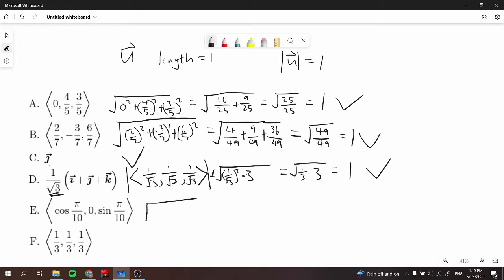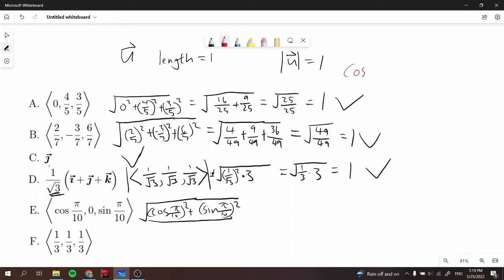Same thing. We do cosine of pi over 10 squared plus 0 squared, which I will just ignore, sine of pi over 10 squared. And here is the identity that you will need to know, that I'll write over here in red.